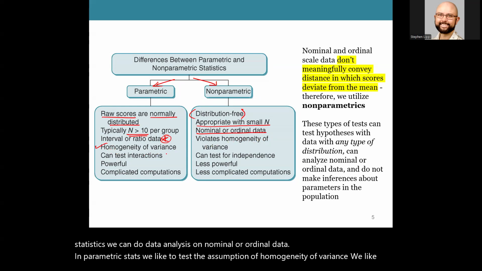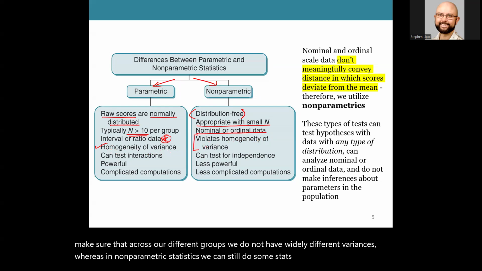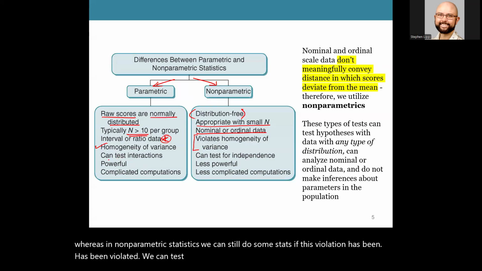We like to make sure that across our different groups, we do not have widely different variances. Whereas in non-parametric statistics, we can still do some stats if this assumption has been violated. We can test for interactions in parametric stats, and they are more powerful. We test for independence, and they're less powerful in non-parametrics.